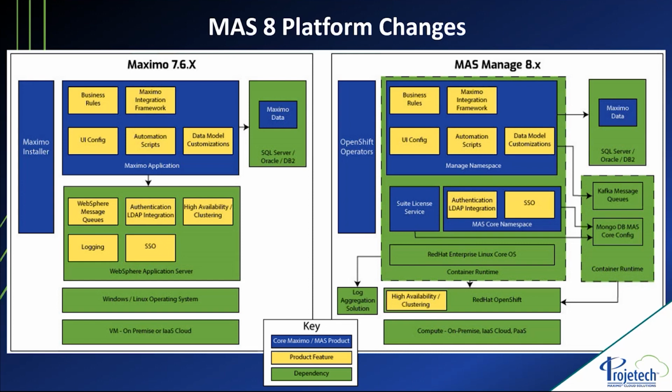There's the MAS core namespace that encapsulates a bunch of stuff as well. Here we've got the authentication, so LDAP integration and SAML, and you can see that those actually reach out to other components as well. The Mongo database is connected to both the MAS core namespace as well as the Suite license service. The other one over in that box is the Kafka message queues. We have those over in a separate container runtime on this image. Those can run inside of OpenShift as well. That's really going to be a deployment preference on your side.